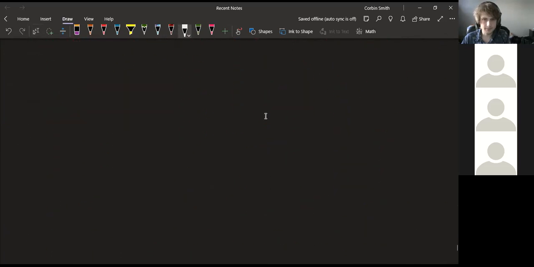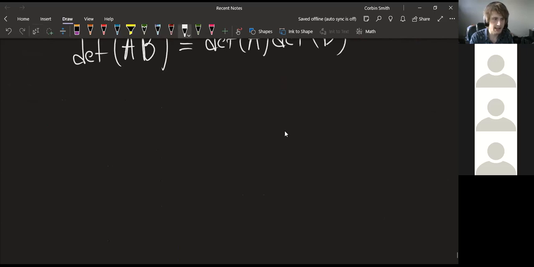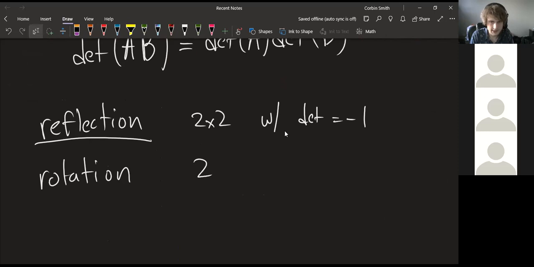It's not something I will prove, but I will just state that a reflection is the same as a 2x2 matrix with determinant minus 1, and a rotation is a 2x2 matrix with determinant equal to plus 1.